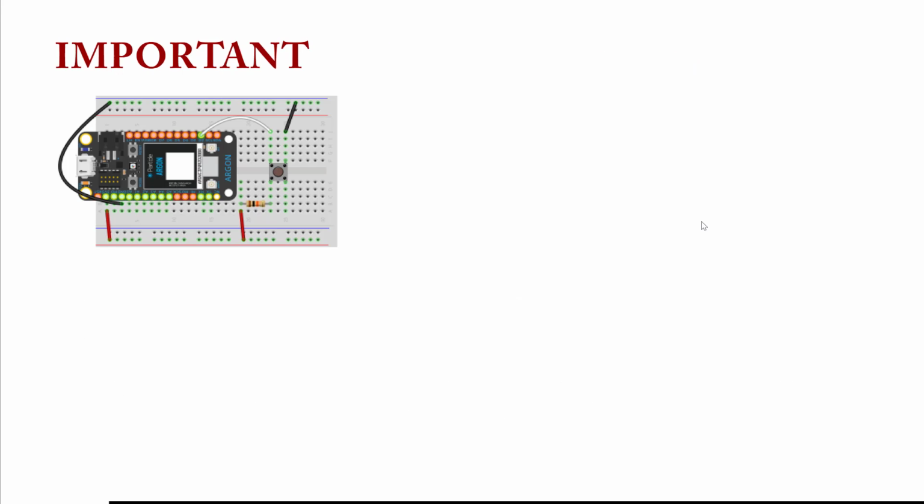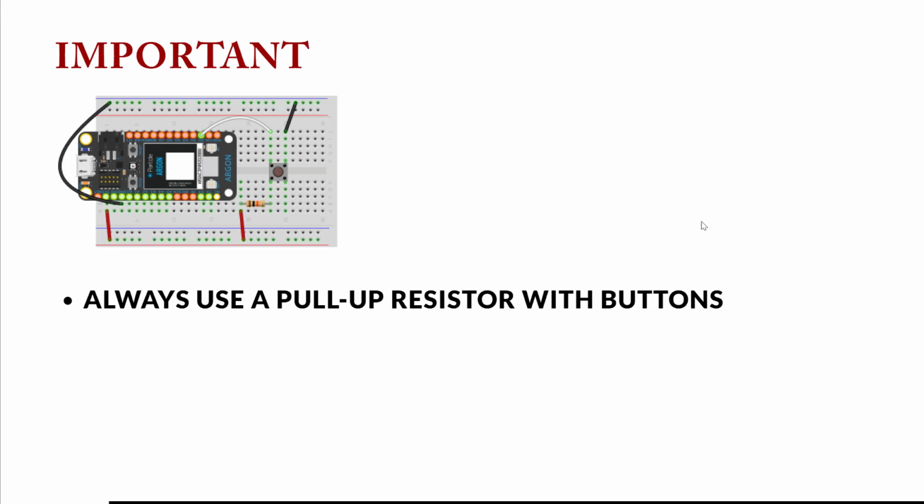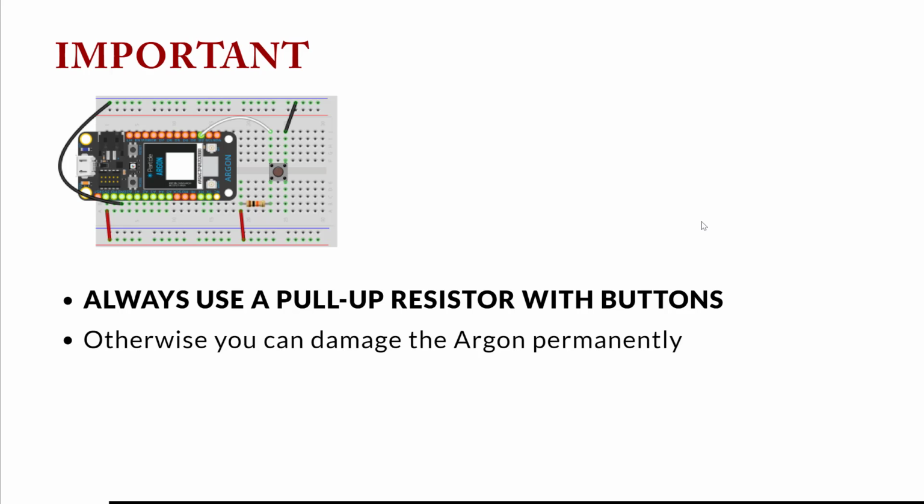This is very, very, very important. Anytime you use a button, you must always use a pull-up resistor. It's really critical. If you don't do that, it's very likely that you're going to damage the Argon or whatever microcontroller you might be working with, or possibly your board. So keep this in mind when you're wiring.